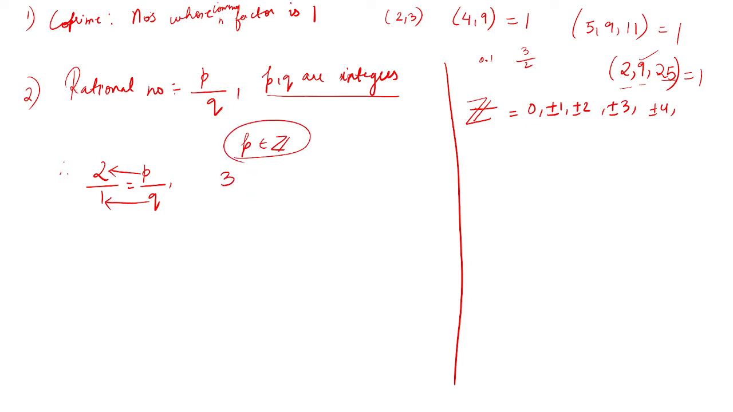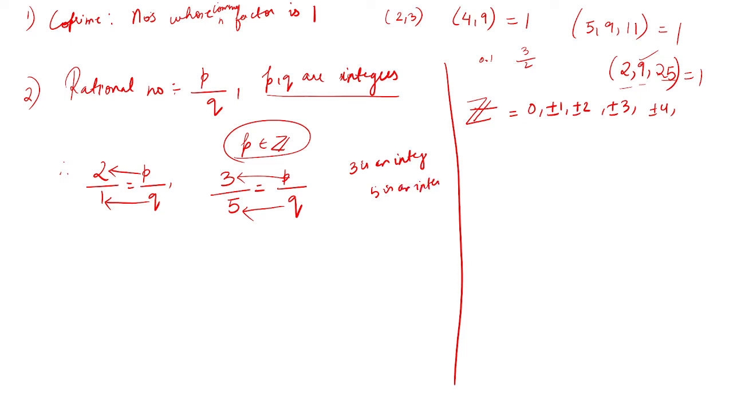Same thing, let's go with 3 by 5. Is 3 by 5 a rational number? Yes, it's a rational number because it's in the form of p by q. Now p refers to 3 and q refers to 5. Is 3 an integer? Yes. Is 5 an integer? Yes, 5 is an integer.